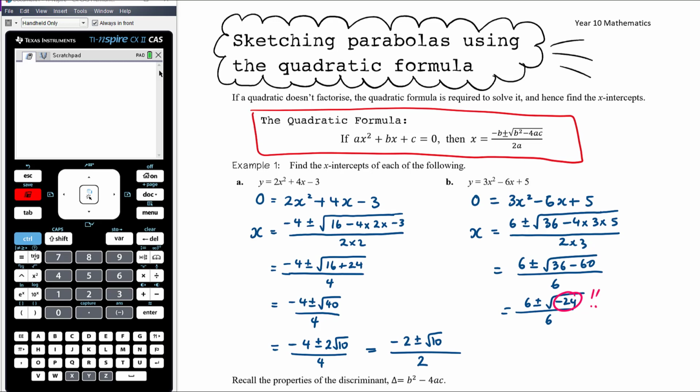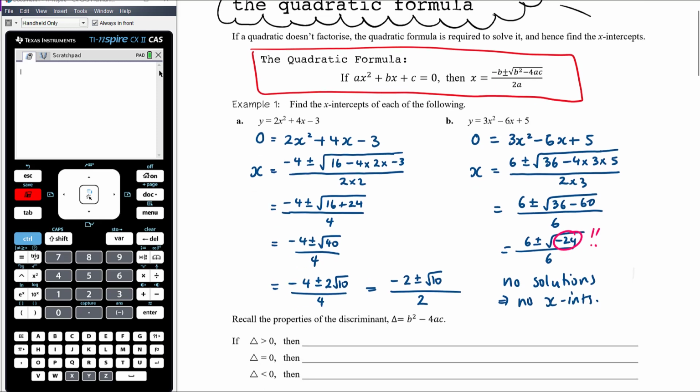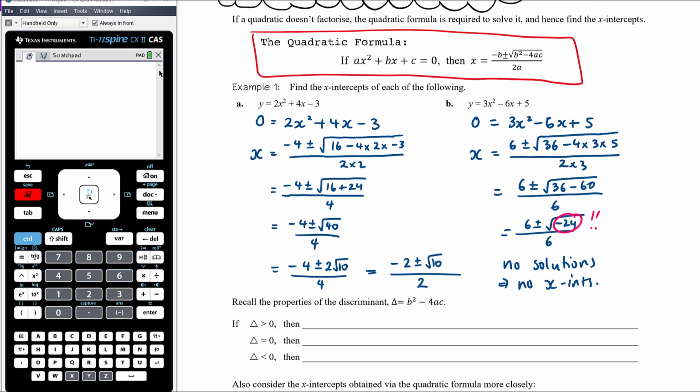Okay, you can't square root a negative, and so the equation has no solutions, which means that the graph has no x-intercepts. Okay, so remember, what we've just discovered there is an issue with the discriminant.